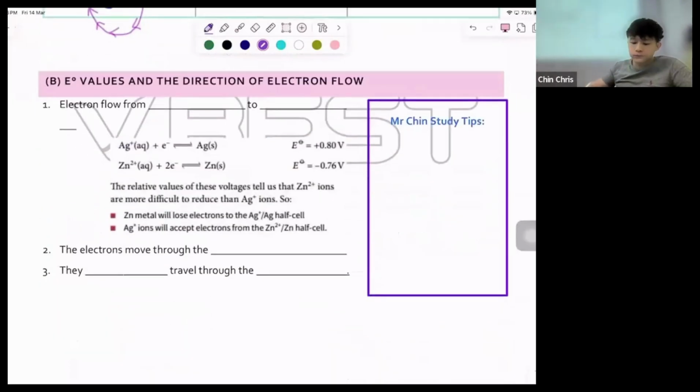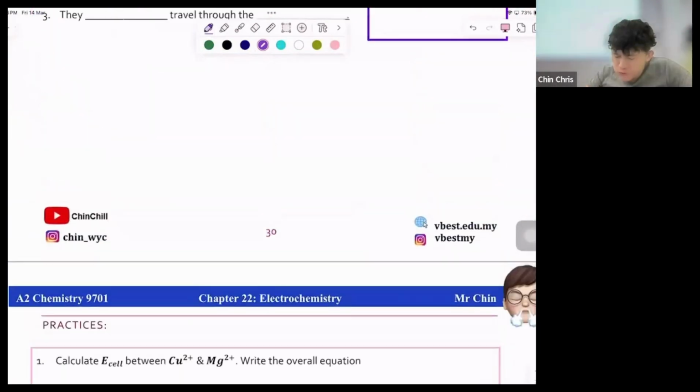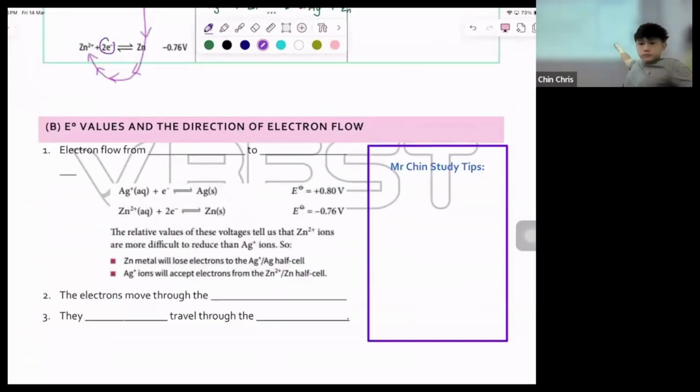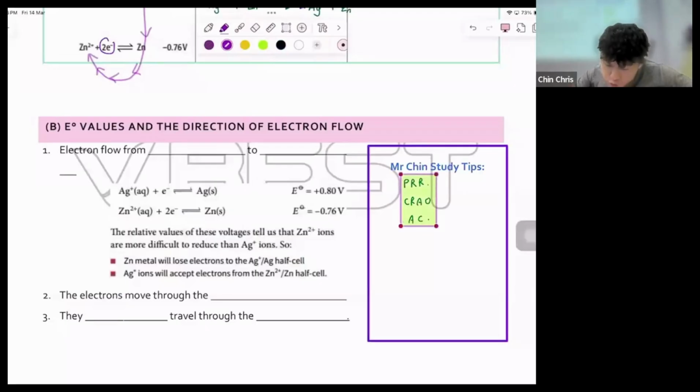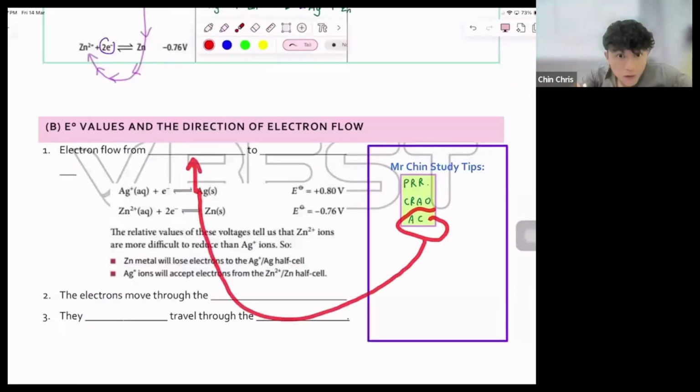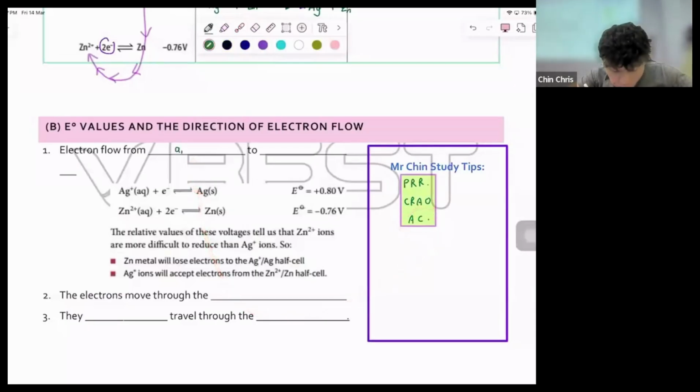All right, guys, next. Before we move on, we have this question. All right, guys. My formula is PRR around AC. Remember, yeah? We have three formula, PRR around AC. What does AC stand for? Electron always flows from anode to cathode, please.